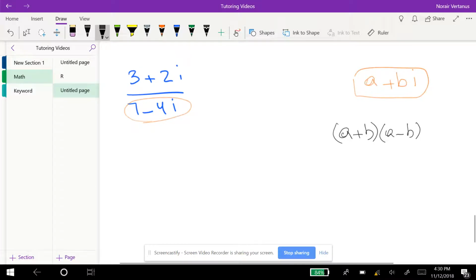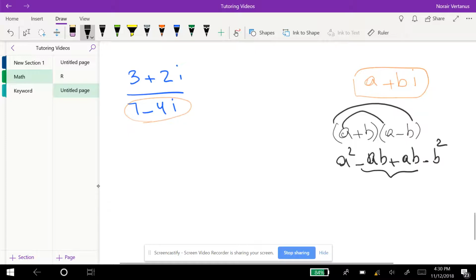If you FOIL it, I'll go to the basics. If you FOIL it like that, a times a is a squared, a times b is going to be negative ab. B times a is again positive ab. B times b, positive times negative, is going to be negative b squared. If you look carefully, these two cancel. Negative ab plus ab is 0, and you're going to get a squared minus b squared. So this is called difference of squares, because of the subtraction of the squares.